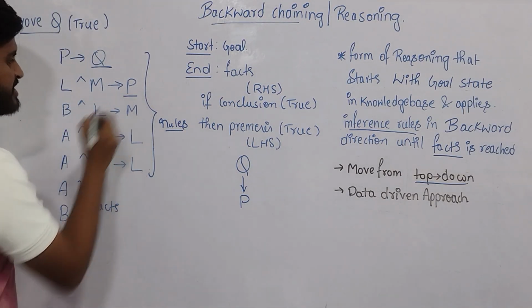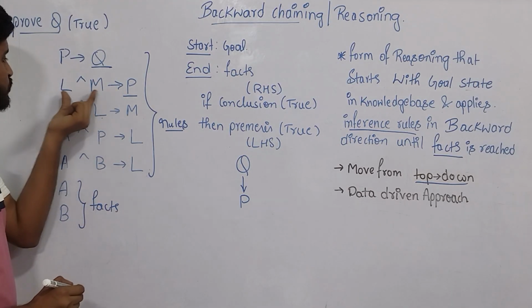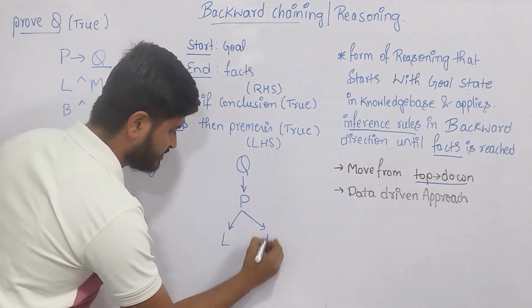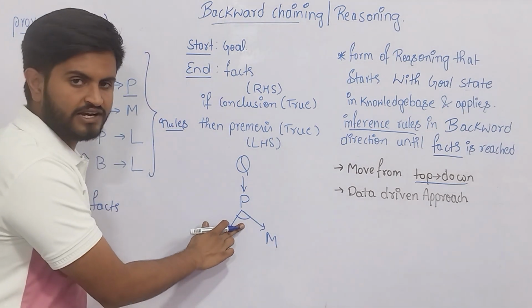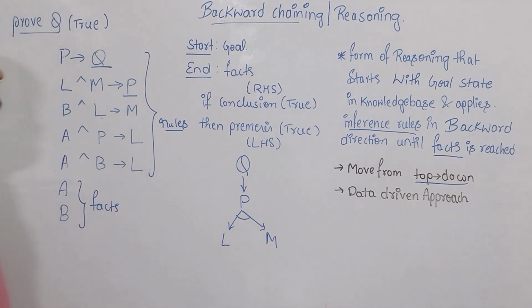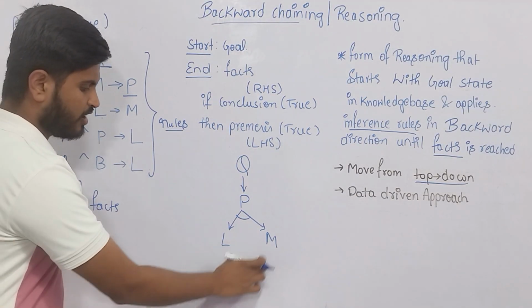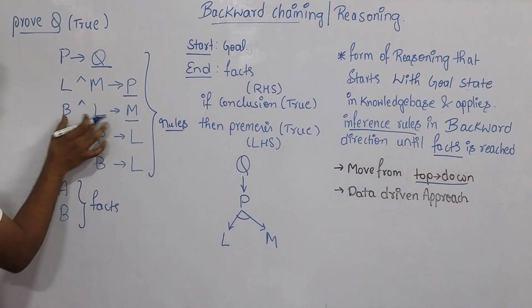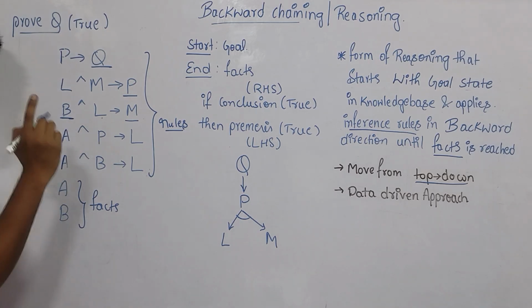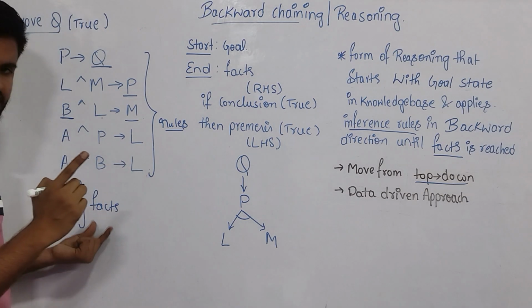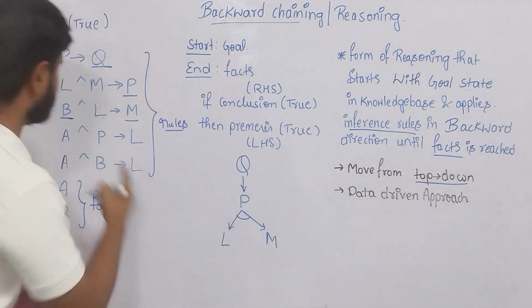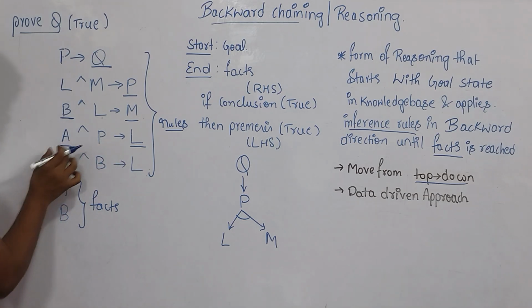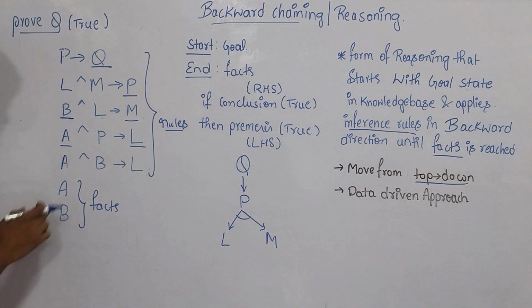Next I will be searching for P in the right hand side. Since my P is true, L and M will be true. L and M will also be true. So this represents an AND between L and M. Now I can either expand L or I can expand M. So if we see, M is produced by B and L. Here I have only one end state, or one fact, that is one individual statement. Here L, if you see, is produced by A and P. Here I have one individual statement, that is A.